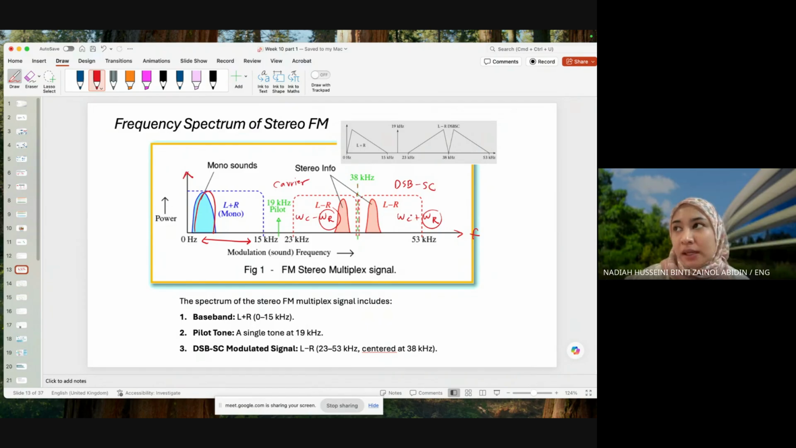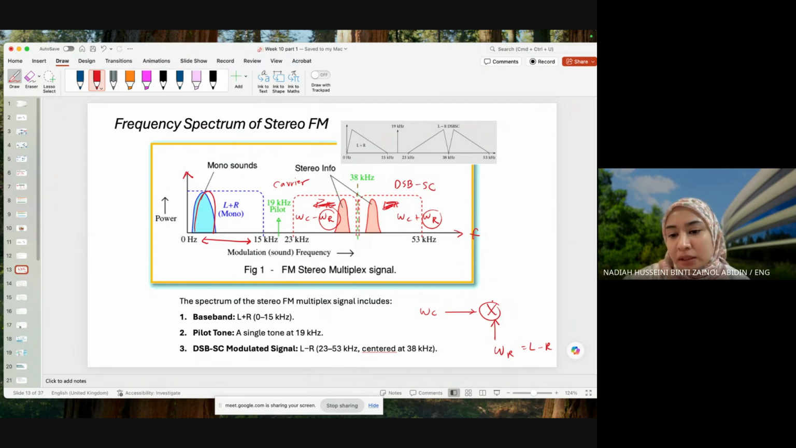Remember that we have our mixer. Okay, we have our mixer. This is our carrier, and this is our radio signal. Our radio signal is equal to L minus R. Now assume we don't know what L minus R is. Let's just say that it is omega R.